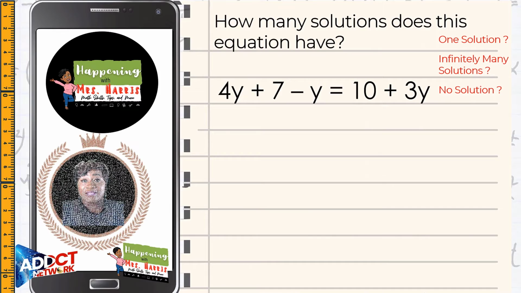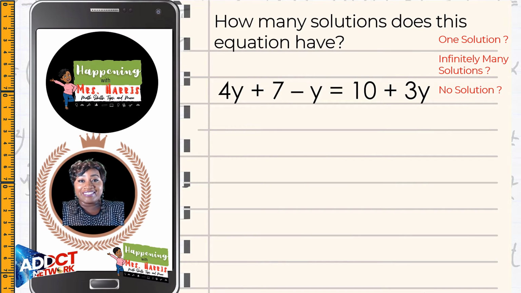Now it's your turn. How many solutions does this equation have? One solution, infinitely many solutions, or no solution? I know you've got it. Let's go.